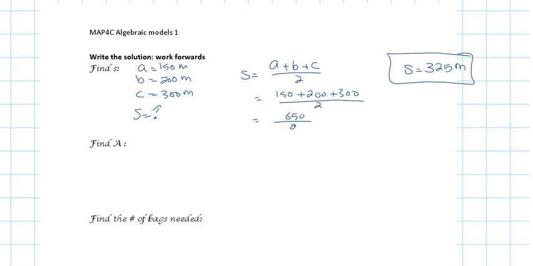I found s, so now I'm looking to find the area. I'm going to have to use the second formula, which is area equals the square root of s times, is it s minus a, s minus b, s minus c? Okay, we're now going to substitute. We're going to plug in the information.